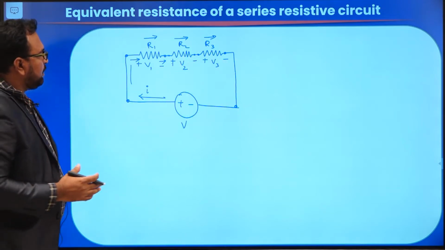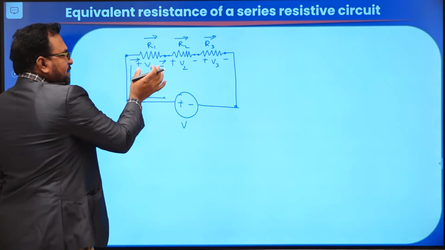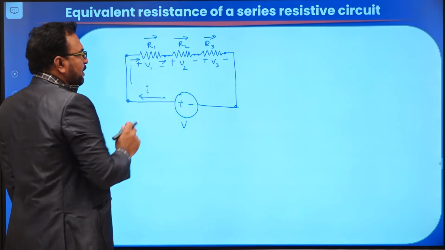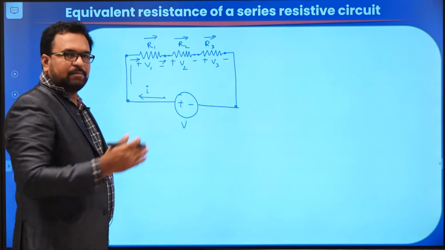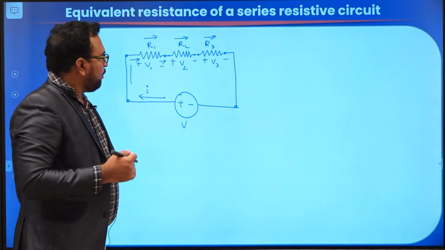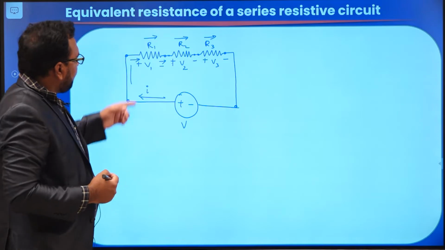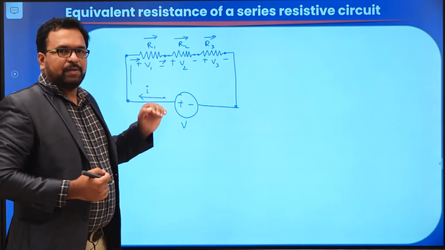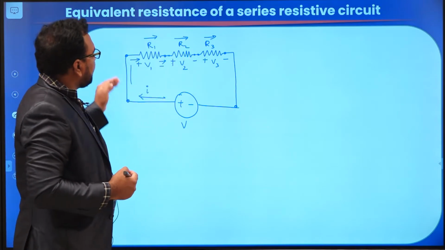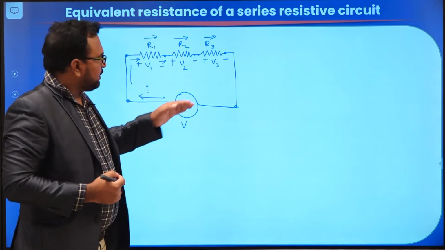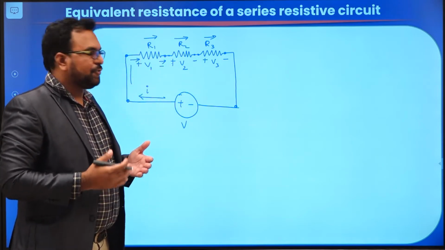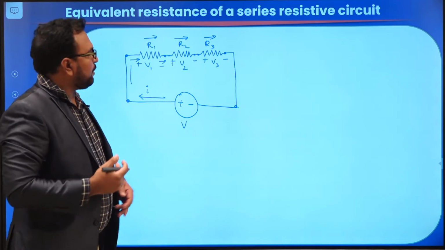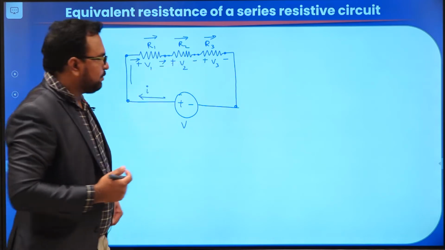I have assumed the voltage across each resistance as V1, V2, V3. And what is the current through each resistance? I, because I is common in a series circuit. First point, we don't know V1, V2, V3, we have assumed them. Since it is a single loop, we have to apply KVL. To calculate the equivalent resistance, we need to apply Ohm's law and KVL. We have to use both laws. First, apply Ohm's law to calculate the individual voltages.